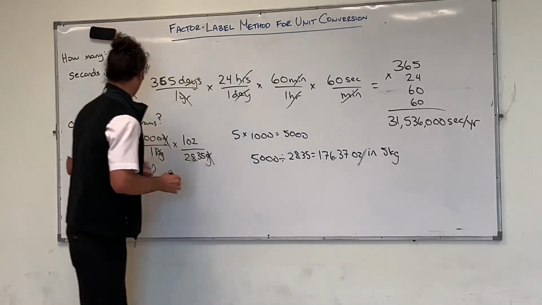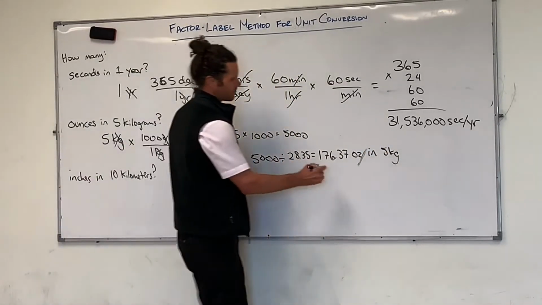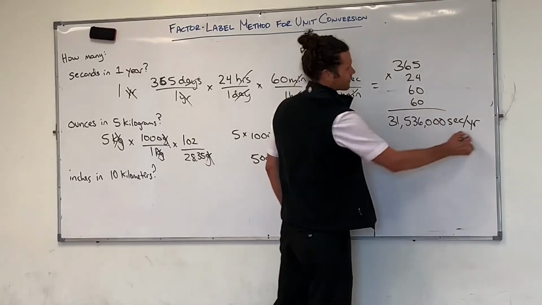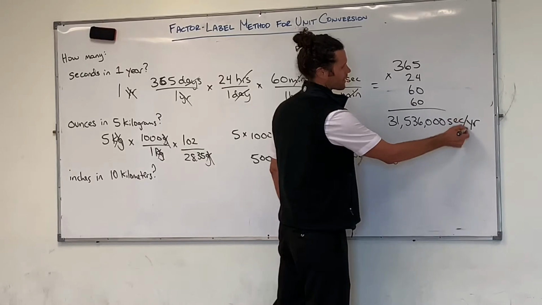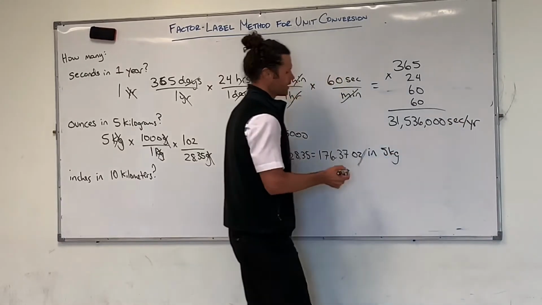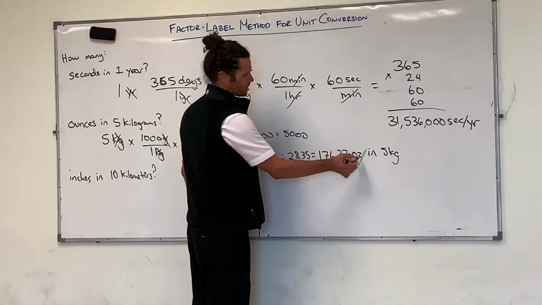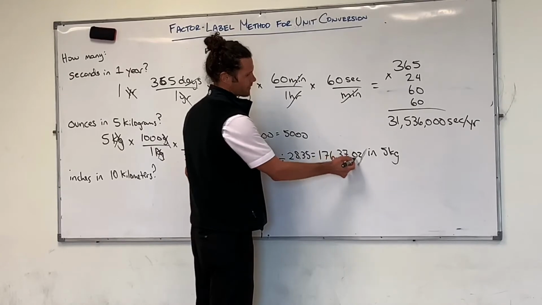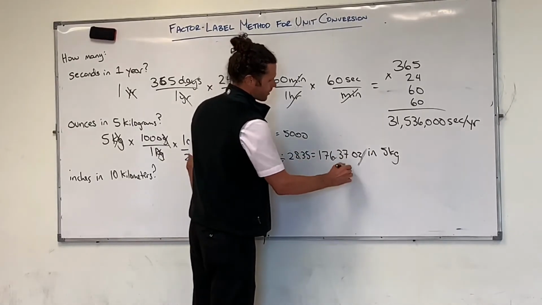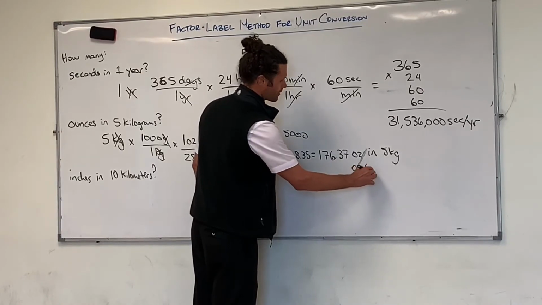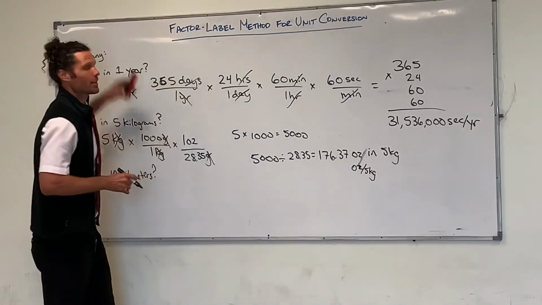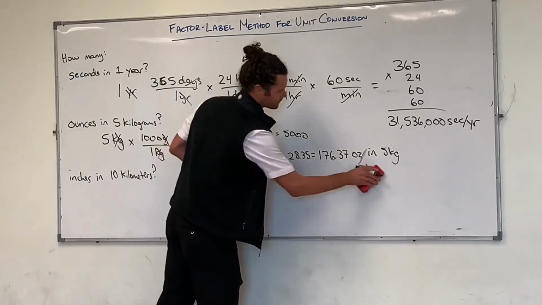And when we have something like this, this divided by, that's the ratio of seconds per 1 year. We know that our coefficient down here is 1. In order to make it a little bit clearer, I said 176.37 ounces in 5 kg, or we could also say OZ per 5 kg. But maybe that's not quite as transparent.